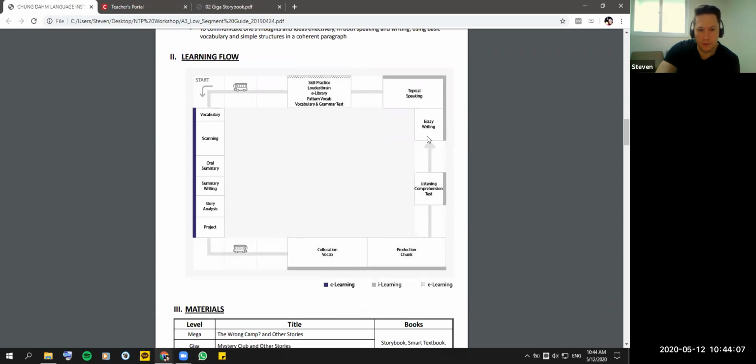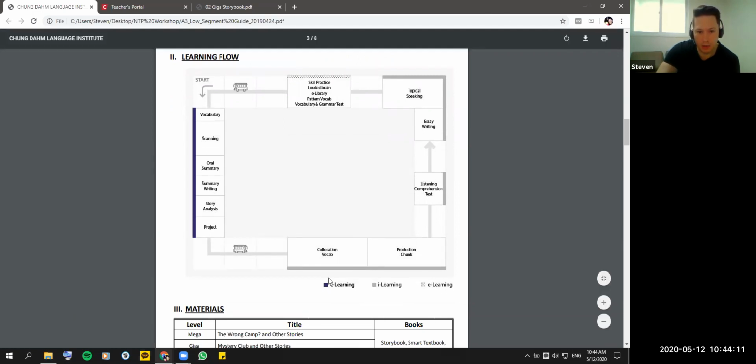If you look at the learning flow sheet here, what applies to you is here in the blue, the C learning. Vocabulary, scanning, oral summary, summary writing, story analysis, and project. That is what you're going to do every class. The I learning and the e-learning takes place outside of class. The students handle that. And then the next week they come back and you start here.